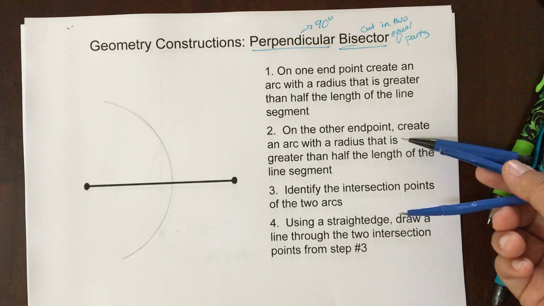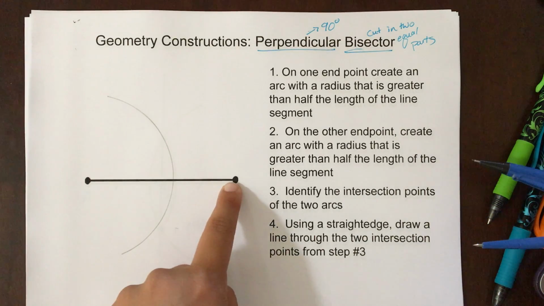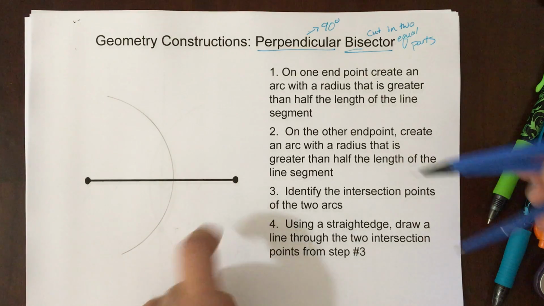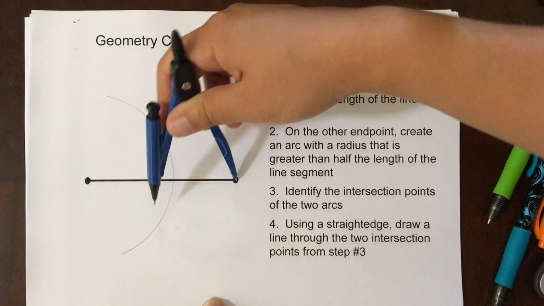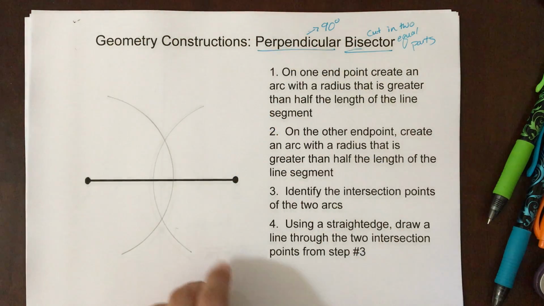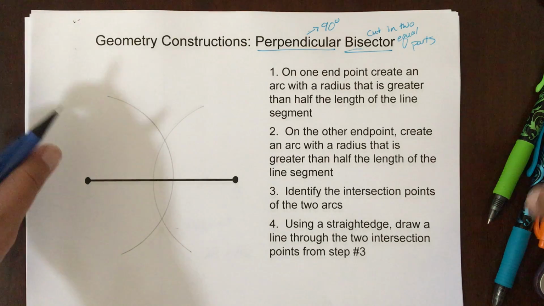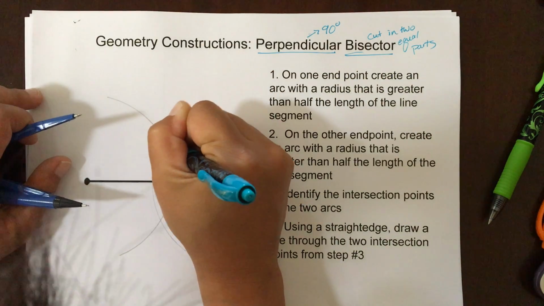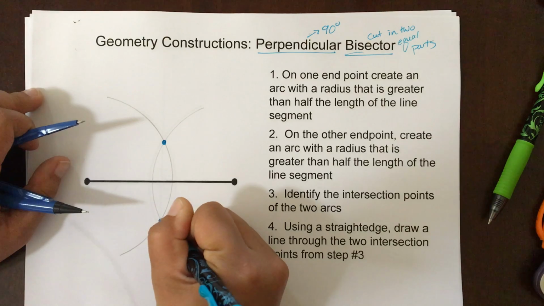Okay, on the other endpoint, create an arc with a radius that is greater than half the length of the line segment. So I'm going to do the same thing. I'm just going to draw in another arc. Identify the intersection points of the two arcs. I can do that. This is step number 3, identifying points of intersection.